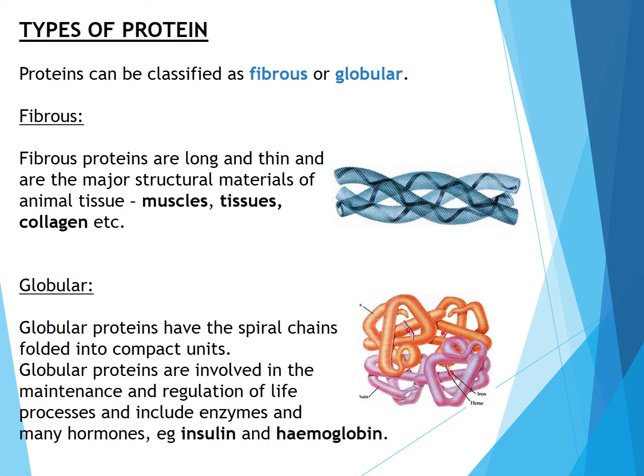There are two different types of protein that exist. Fibrous proteins, which are long, thin structures. They basically make up things like your muscles, your tissue, your hair, the collagen. Or we have globular proteins. These are like big balls of wool or spiral chains that are compacted together, and these help to regulate the hormones and maintain a healthy body. Globular proteins include things like insulin to regulate your blood sugar level and your hemoglobin within the blood.